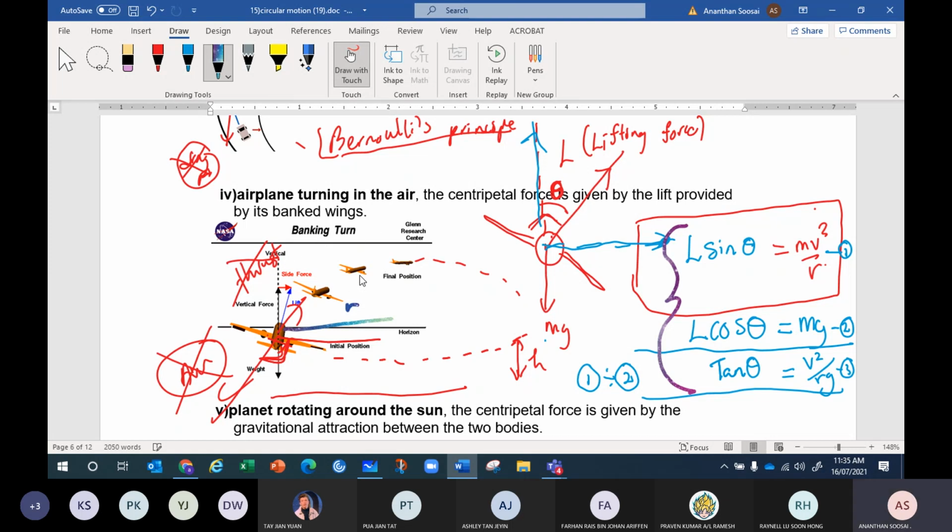The question is, the plane wants to move in the same circle with the same radius, but with a greater speed. You want to circulate this same circle with a greater speed. Same r, everything the same, just a greater speed. What will happen to the tilted angle?